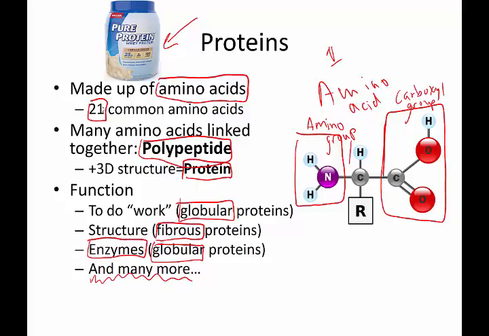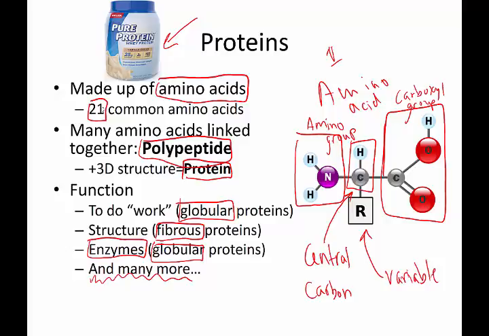We have the central carbon, and then we have the R group. The R group is sometimes called the variable group. These 4 parts make up an amino acid. All 21 amino acids have these 4 parts. They have an amino group, a central carbon, a carboxyl group, and the variable group. As we're going to see, the R group or variable group is really what makes amino acids different from each other.